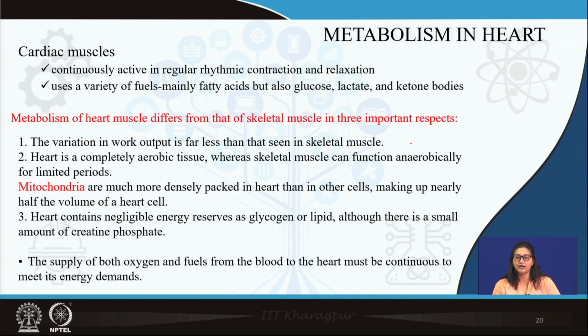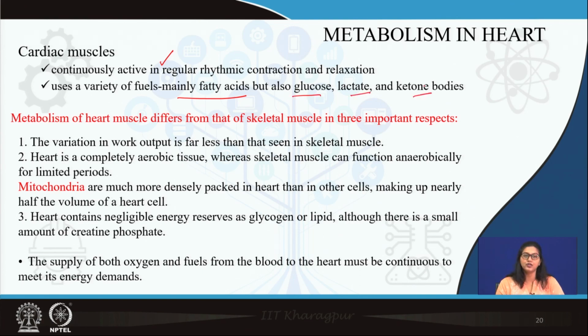Then metabolism in heart. Now remember, skeletal muscle metabolism and cardiac muscle metabolism differ in their actions, because skeletal muscle has varied types of exercise patterns. It can be steady, slow, it can be fast but for short action, but heart is active continuously in a regular rhythm. And another very important thing is heart is completely an aerobic organ. It needs aerobic glycolysis. Now the choice of fuel in heart is majorly fatty acids, but glucose, lactate, ketone bodies also are utilized.